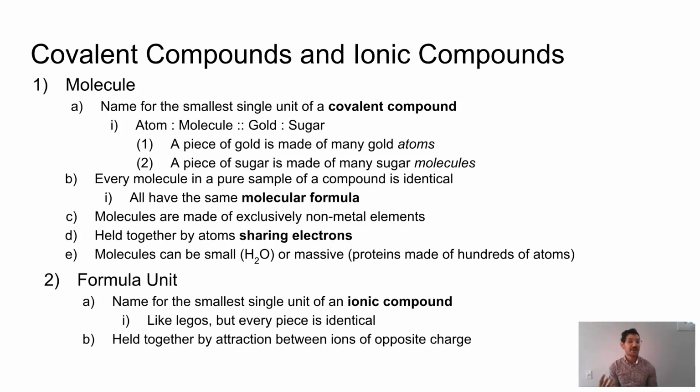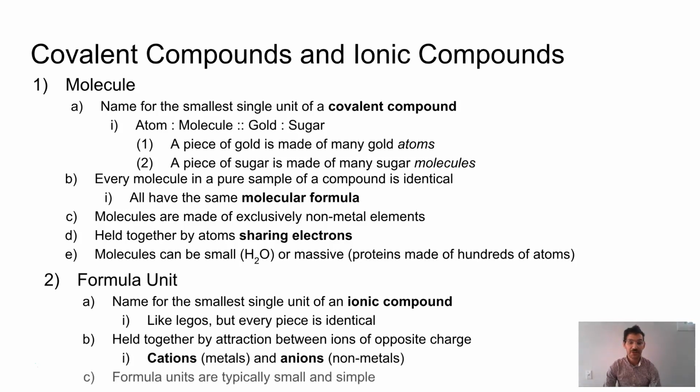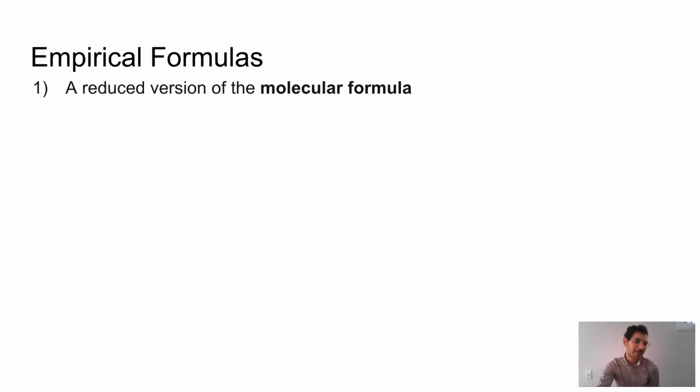These are held together, as I said before, by the opposite charges of those ions. We have a cation, a metal that's formed a cation, and a non-metal that's formed an anion, and those opposite charges hold together. Formula units are generally much smaller and more simple than the molecular formulas of covalent compounds. Cool. So let's talk a little bit about empirical formulas.